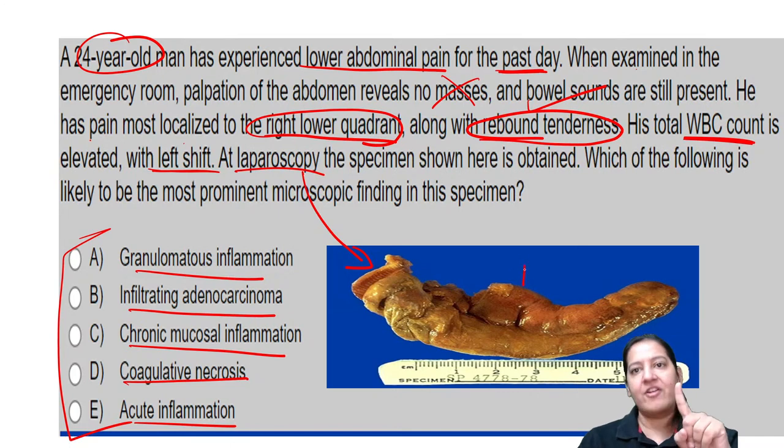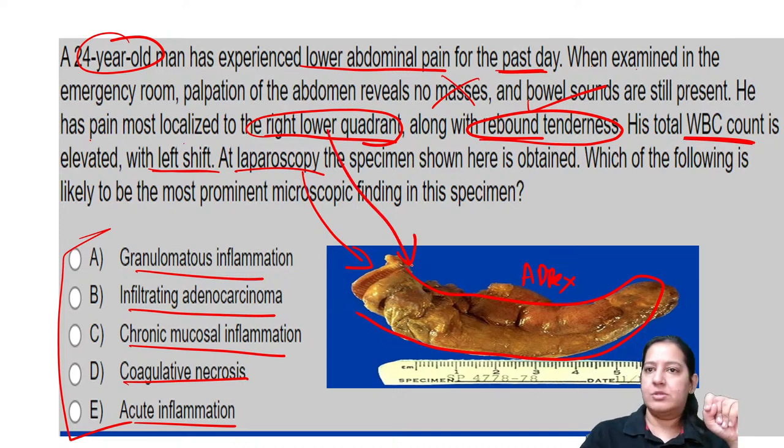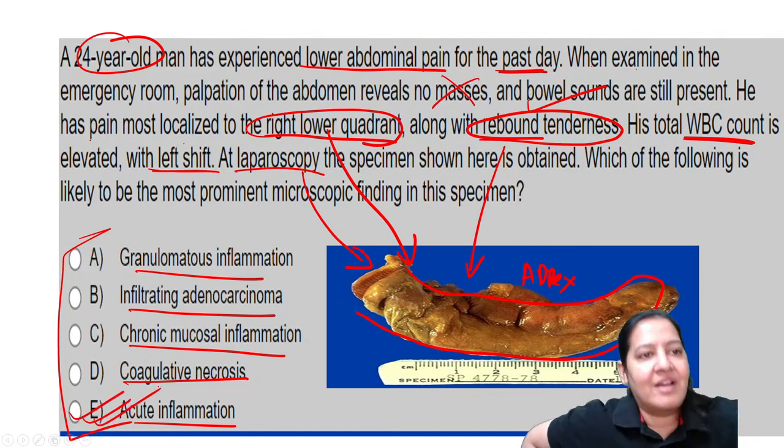The organ in the diagram is the appendix. You can identify this; this is the appendix, the long appendix. It is fitting with the right lower quadrant pain, also with rebound tenderness, right? So the appendix is having acute appendicitis. So the answer is E here. You all are right. The correct answer is E.